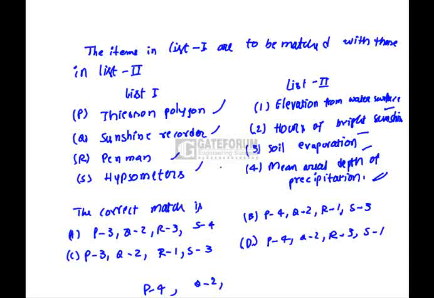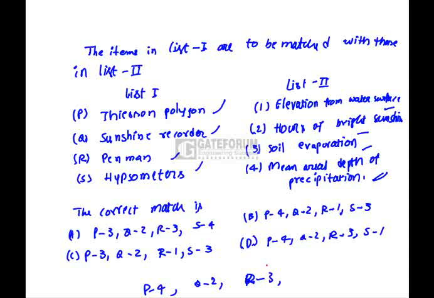Penman. Penman is used to calculate the soil evaporation, how much soil evaporation is occurring. So he has given an equation to calculate that. R has to match with 3.